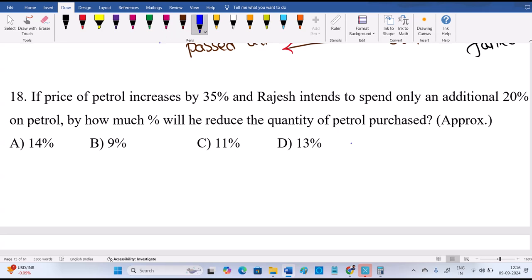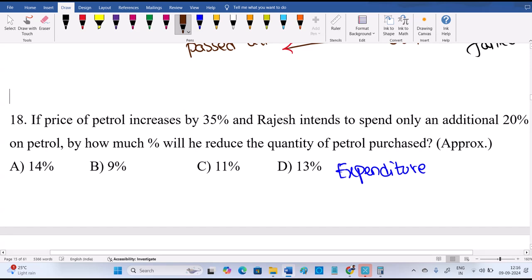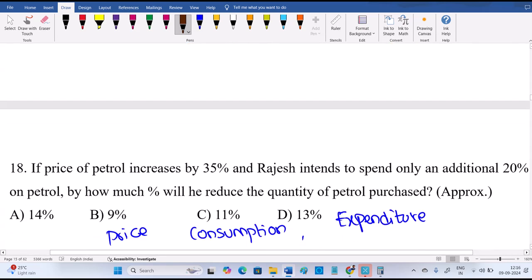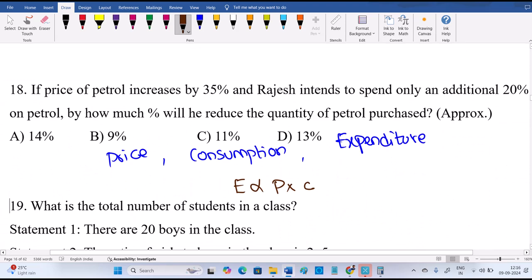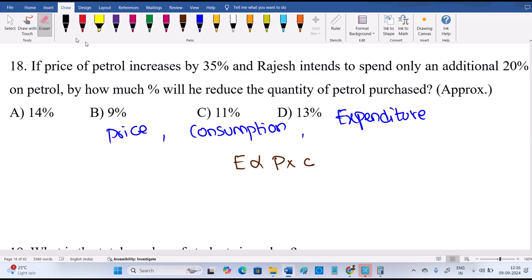See, your budget, your expenditure: price, consumption, expenditure, price, consumption. Expenditure is directly proportional to price into consumption. When price increases, your budget will increase. In fact, expenditure is directly equal to price into consumption, no need to mention proportionality as well, equal to.